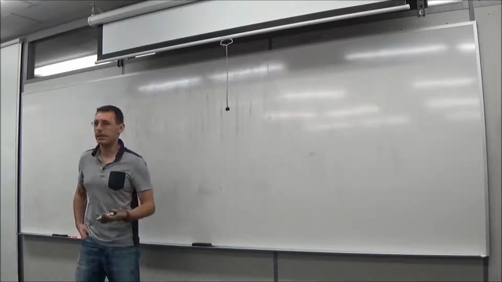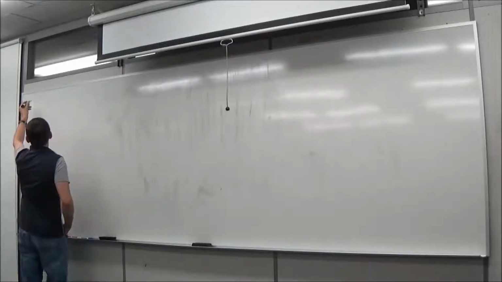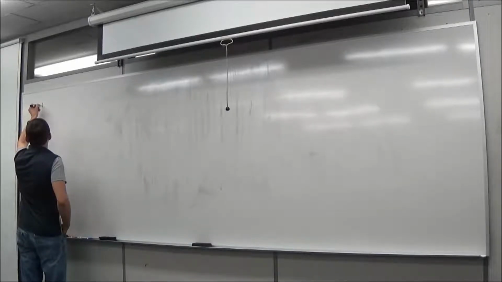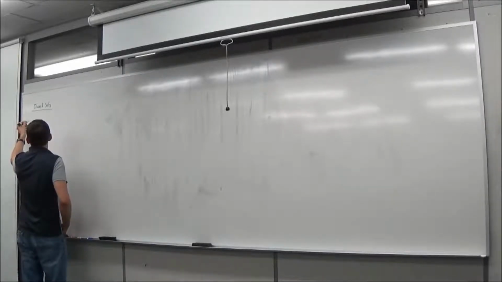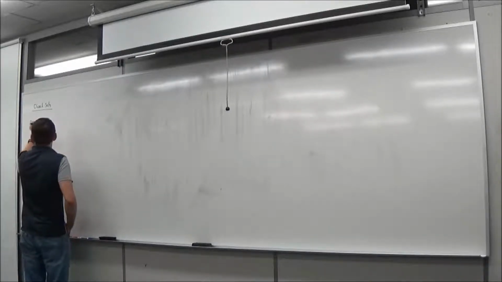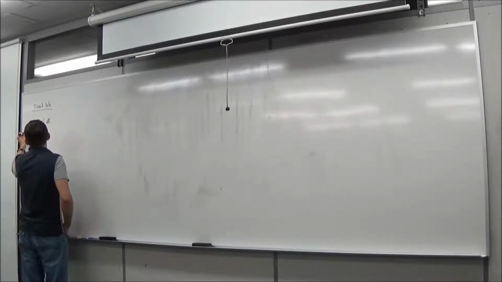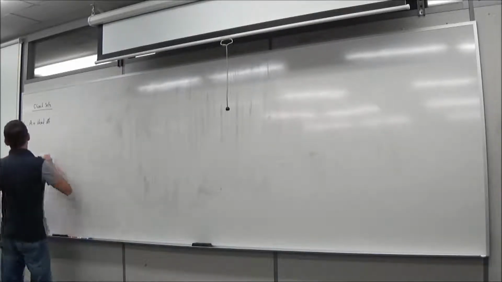What we covered last lecture. So we talked about closed sets. And remember, we gave the definition and then we gave a characterization. We said that A is closed if and only if A contains all the limit points.